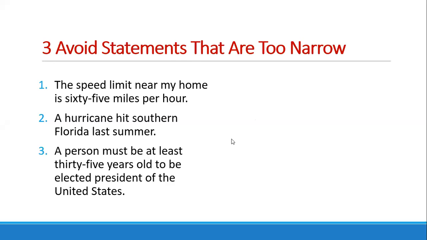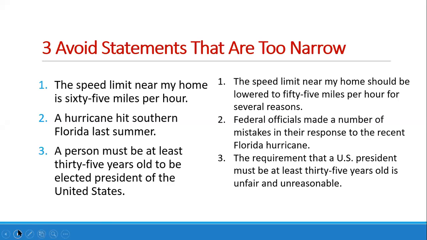"A person must be at least 35 years old to be elected president of the United States." So these three thesis statements are too narrow. Instead of this, what could we write? "The speed limit near my house should be lowered to 55 miles per hour for several reasons." So when you have mentioned "for several reasons," you have now developed such a good thesis statement that in the body paragraphs, you can state at least three reasons around this topic. Does that make sense?